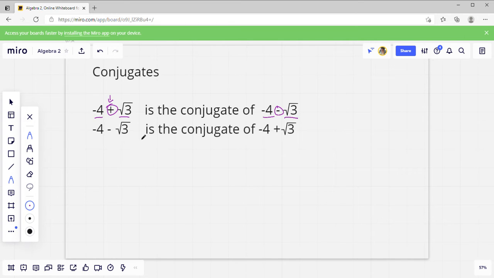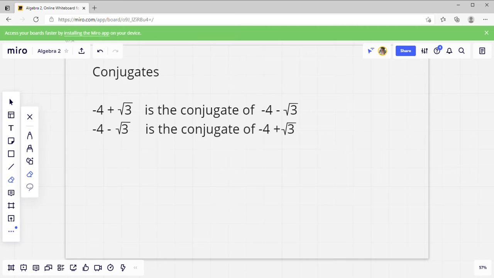So negative x plus 4, but these ones have a radical on there, okay? It's the same principle. As long as your terms are the same and your sign in the middle is different, then those are conjugates. So negative 4 plus the square root of 3 is a conjugate of negative 4 minus the square root of 3. Negative 4 minus square root of 3 is a conjugate of negative 4 plus the square root of 3.